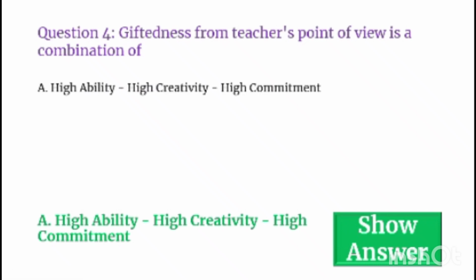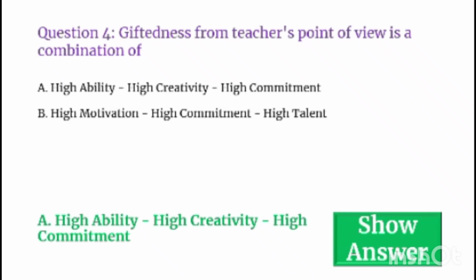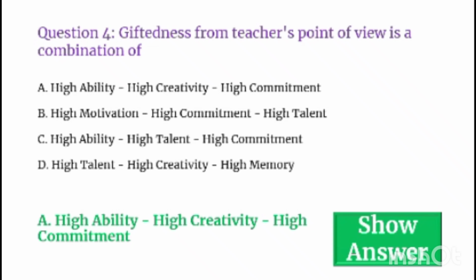A. High ability, high creativity, high commitment. B. High motivation, high commitment, high talent. C. High ability, high talent and high commitment. And D. High talent, high creativity, high memory. So what would be the answer? Always the teacher's point of view is high ability, high creativity, high commitment. The next question on your screen.